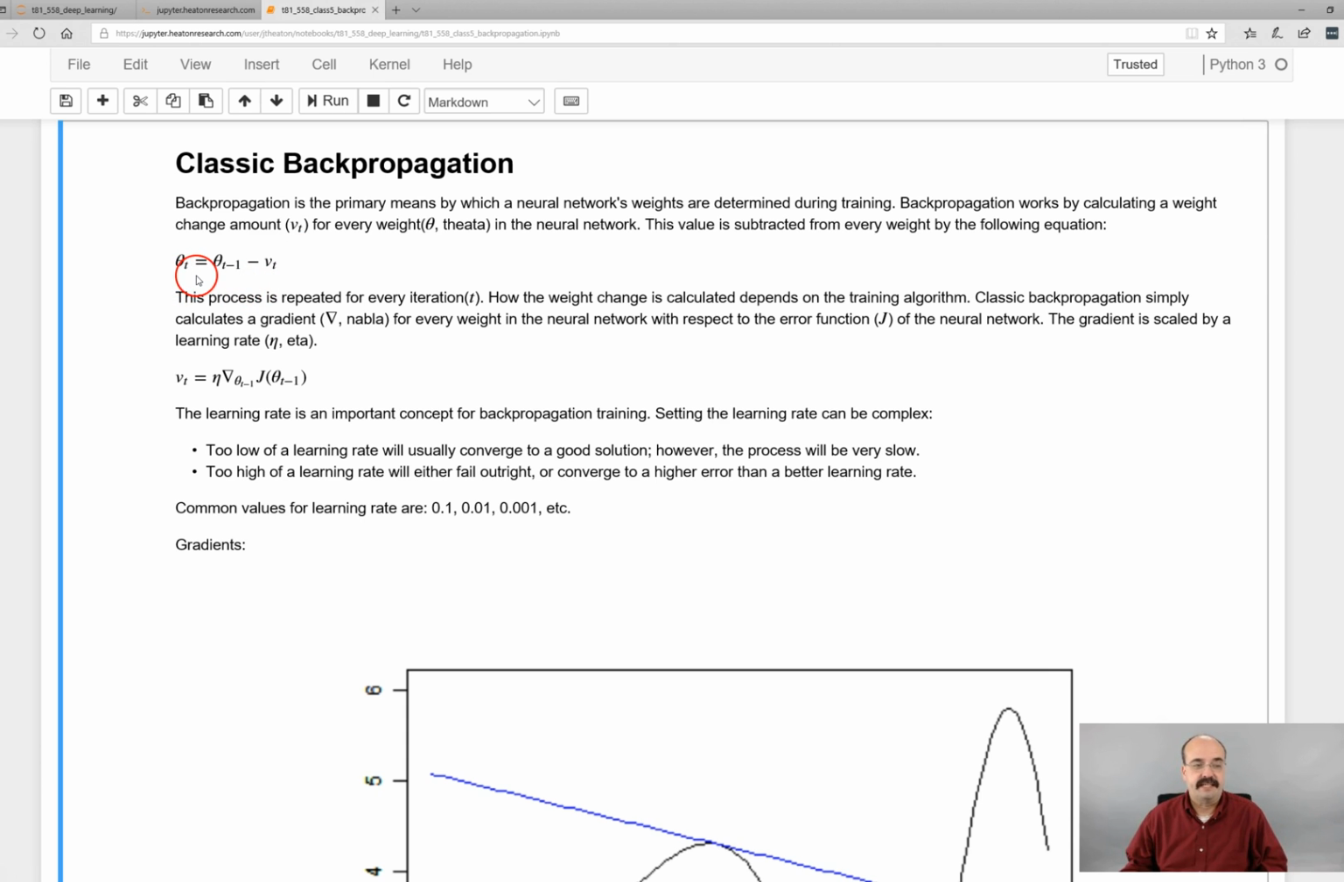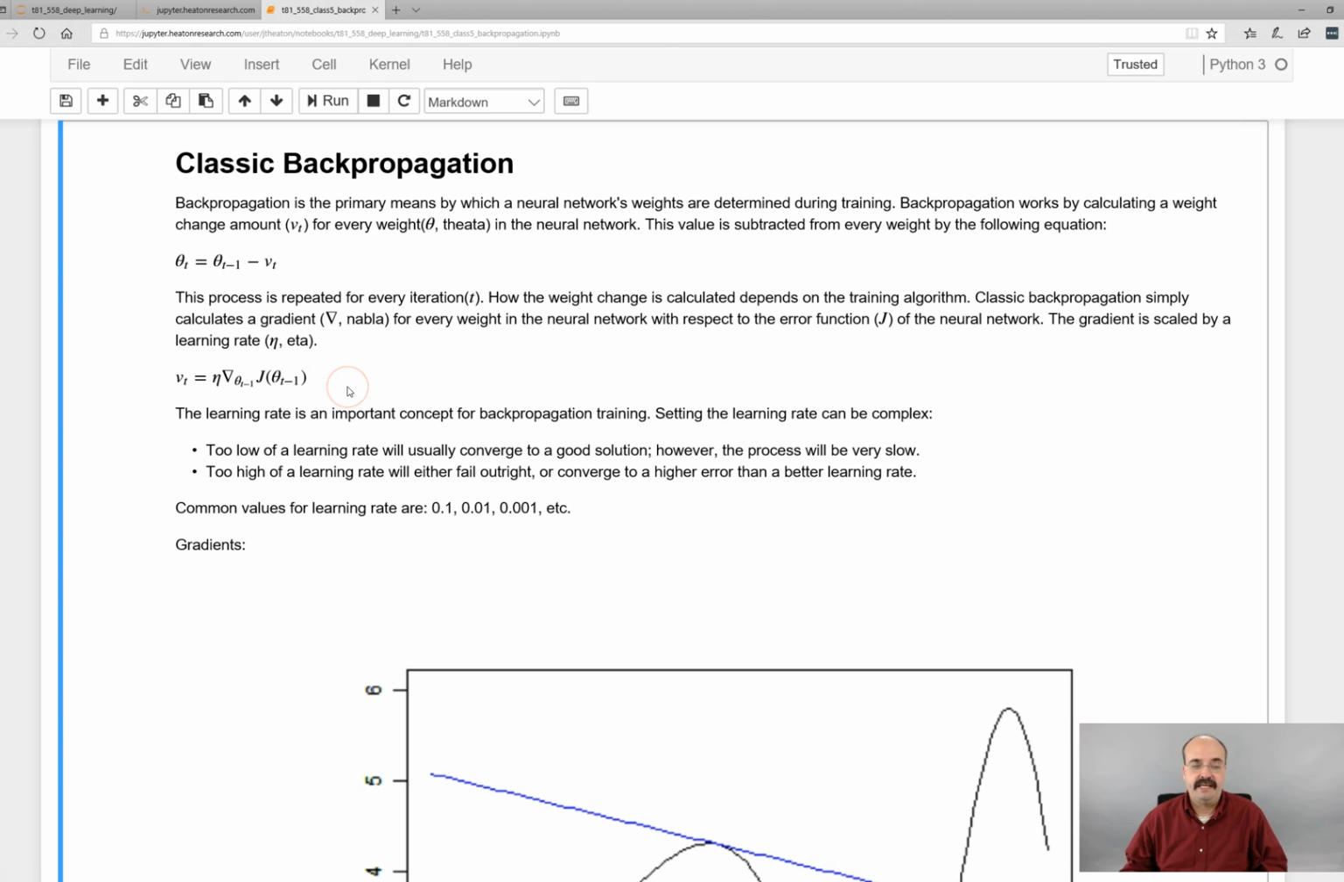This just says that t is the current epoch or time. This is saying that the weights, which are theta, the weights for the current time are equal to the weights from the previous time minus v from the current time. v from the current time is just a vector, all of these are vectors, that holds the amounts that we're going to change each of the weights by. So this doesn't tell us a whole lot by itself. It just says that we are going to change the weights at each time by this vector of change amounts.